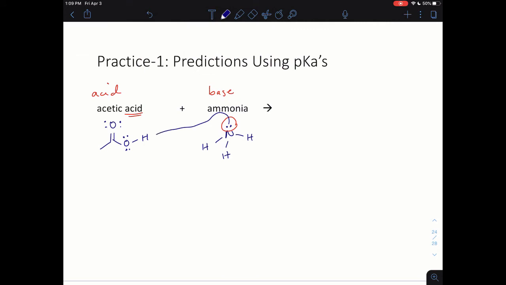Ammonia will use its lone pair to accept the proton from acetic acid, and the electrons in that bond will go to the oxygen that was bonded to the acidic hydrogen. And that will make acetate and ammonium.